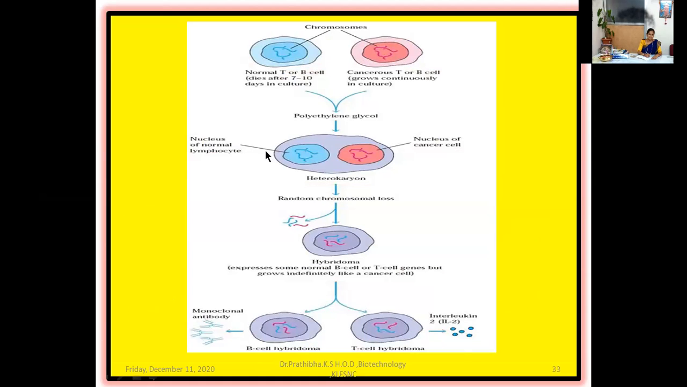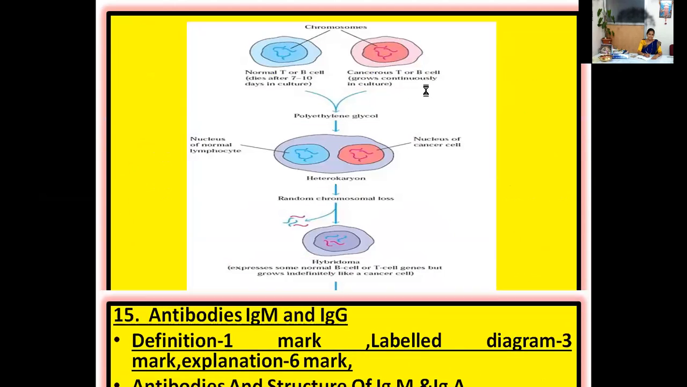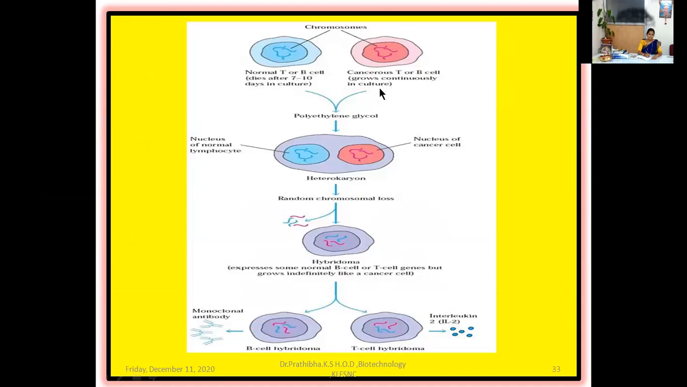Here you could see the normal T or B cells, which die after 7 to 10 days in culture. Here the cancerous T or B cells grow continuously in culture. Then polyethylene glycol will be used here. Then you can see the nucleus of a normal lymphocyte and the nucleus of a cancer cell in the heterokaryon. Random chromosomal loss can be seen over here.